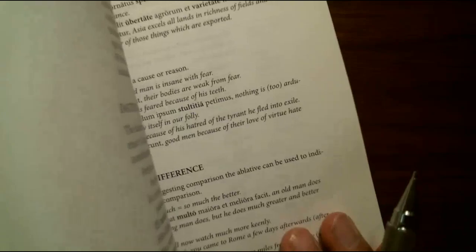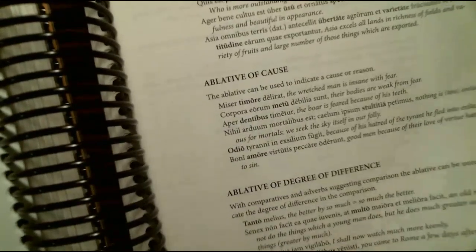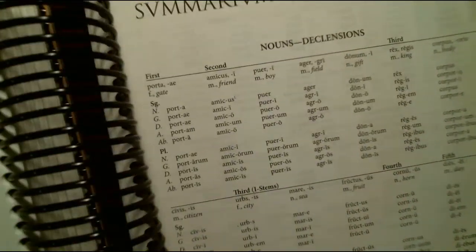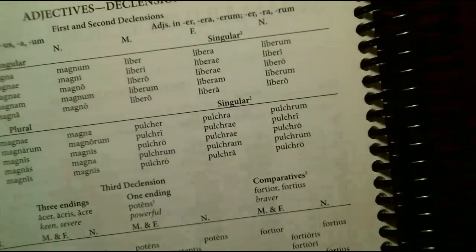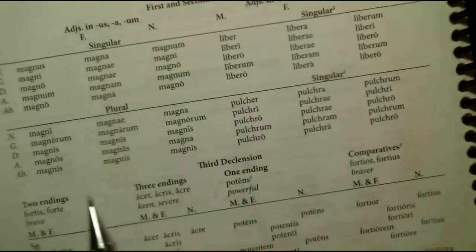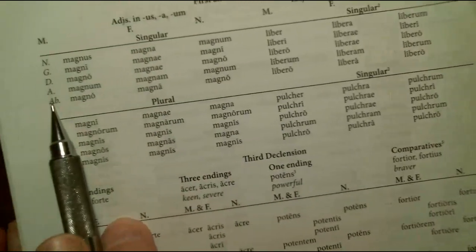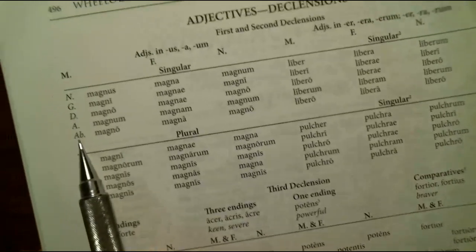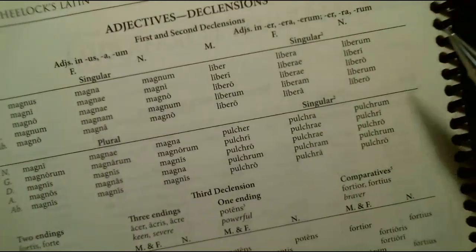Because you probably have your charts and your declensions memorized by now, your first and second declensions. But when you get weird words like this, it is helpful just to see them spelled out for you in all their forms. So they do that back here. They do all the cases for you: nominative, genitive, dative, accusative, ablative. You can see that on page 496, right? So they have the cases here for us.